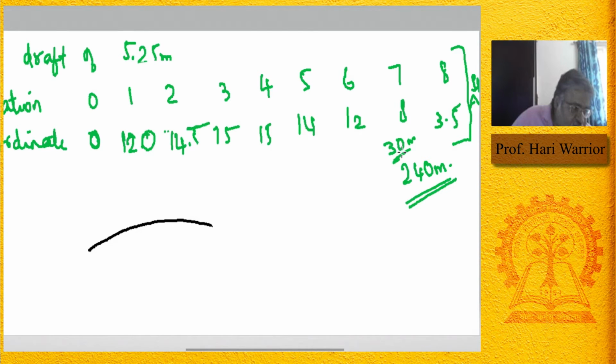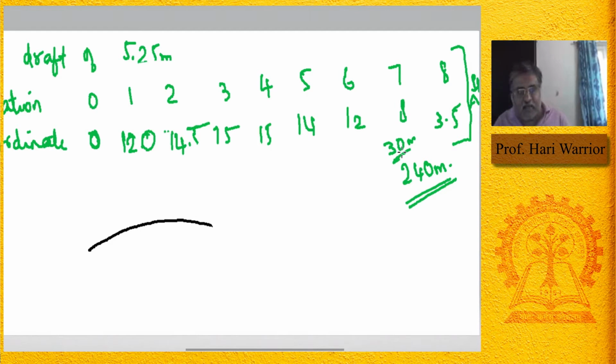Transverse second moment of area. Exactly. It is about the longitudinal axis, and that is what? It is the centroid of water. Exactly. It's not a centroid. What is the longitudinal axis called for a ship? Central line. Central line.